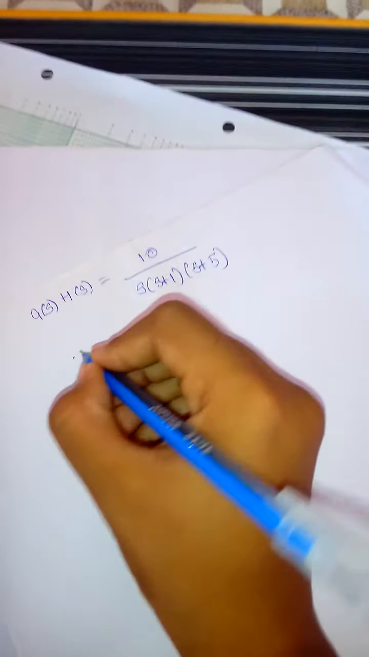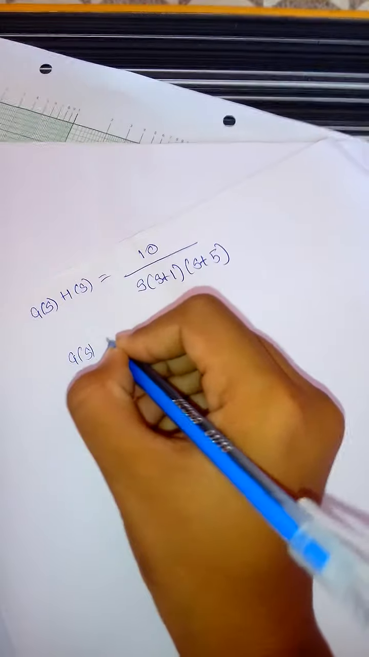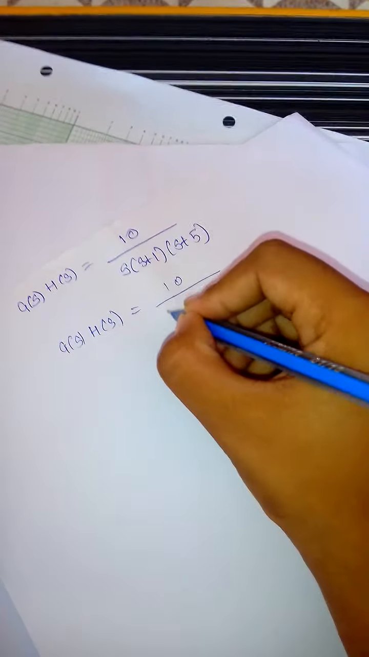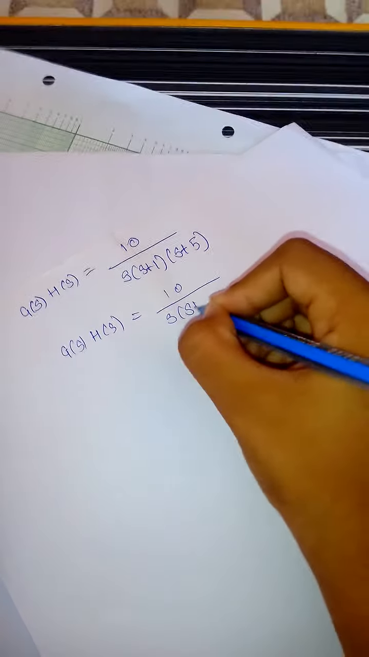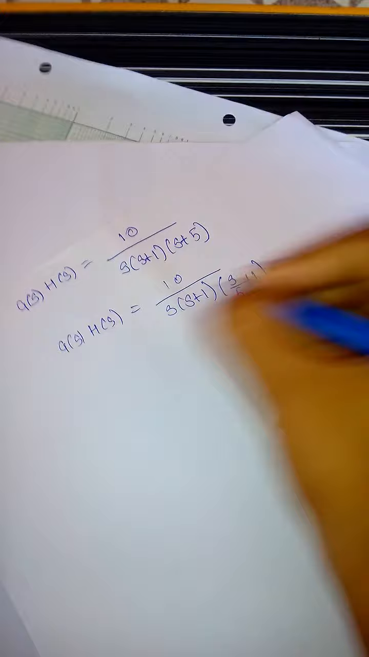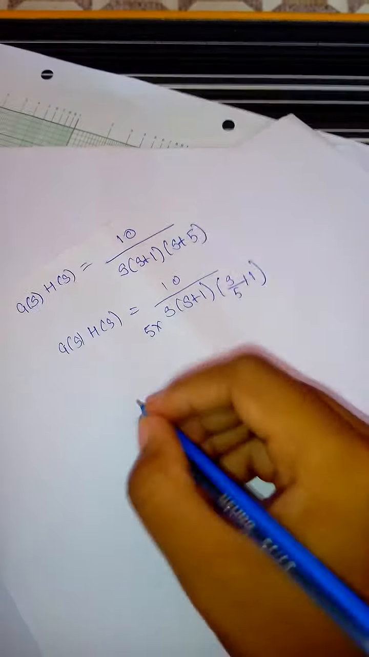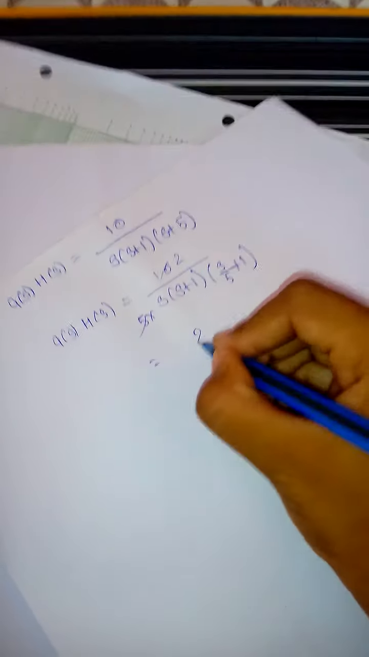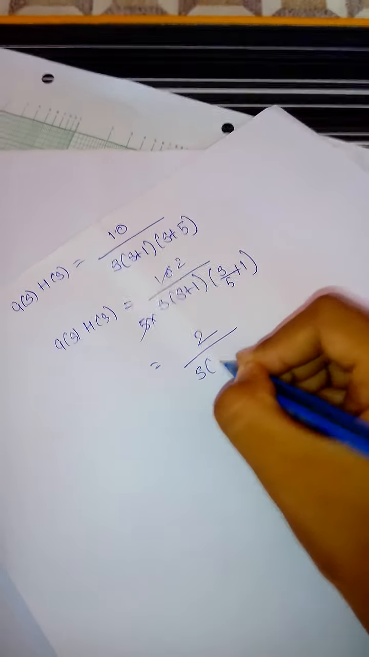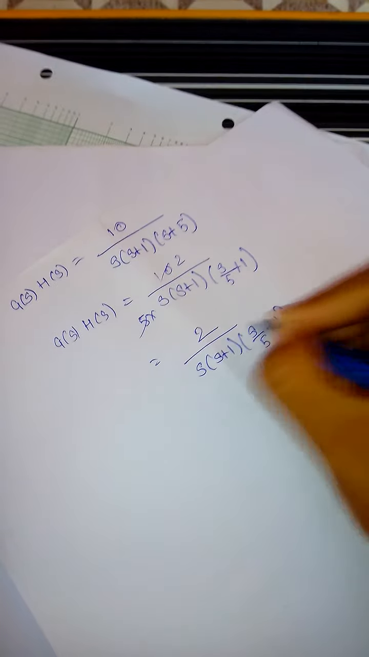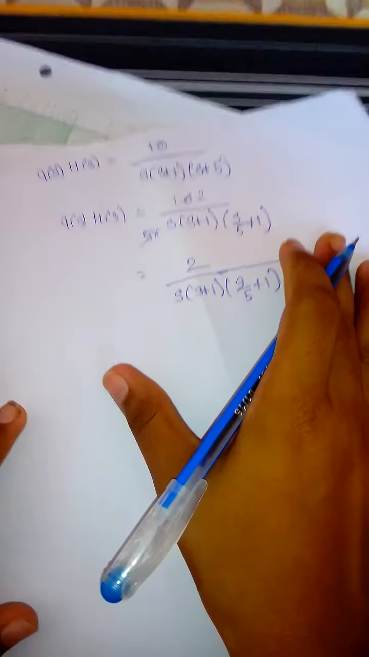So let's convert. G of S, H of S equals 10 upon S into (S plus 1) into 5 times (S by 5 plus 1). Here the 5 cancels, 2 remains. So 2 upon S into (S plus 1)(S by 5 plus 1). This is the standard form.